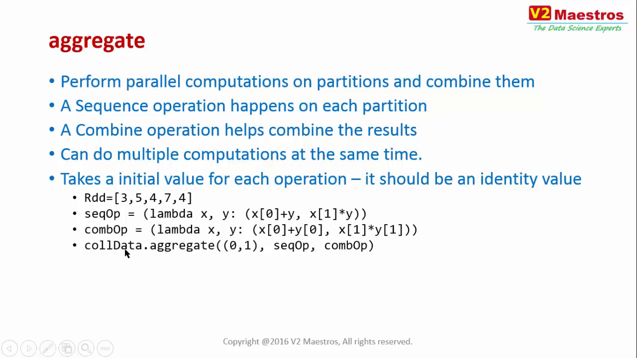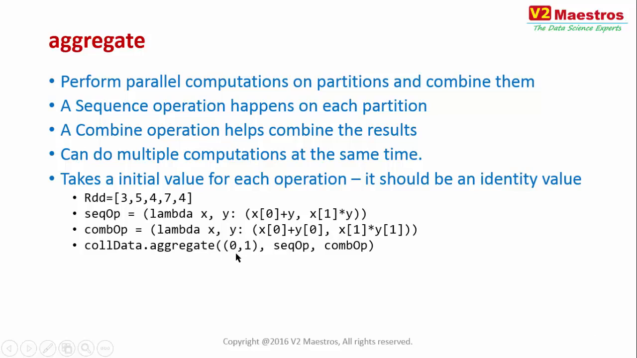And whenever you call the aggregate function, so you call data.aggregate on this RDD, you also pass what is called the starting initial identity value. With the identity value, you tell the aggregate function how many values you are going to compute as part of this. So you say 0 comma 1. The first thing it tells aggregate is that I'm going to be computing 2 values, and I'm going to be passing the identity value for both these operations.